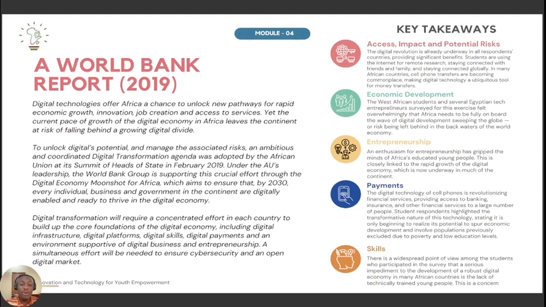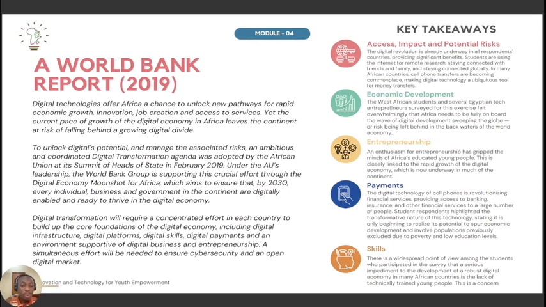In fact, some people call it a digital canyon because of the gap between Africa and a lot of first and second world countries out there. So to unlock digital's potential in Africa and manage the associated risk, an ambitious and coordinated digital transformation agenda was adopted by the African Union at its summit of heads of state in February 2019 under the AU's leadership.